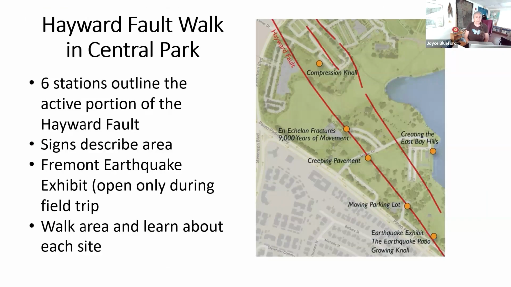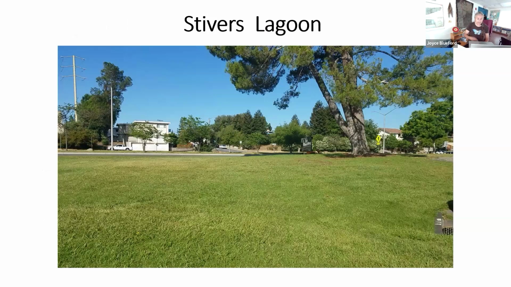Okay, now let's go over to Central Park. Hopefully some of you have seen, we have signs there, and we have an earthquake exhibit, which is right now closed because the city closed it. But we have some signs there and spots that show what the Hayward Fault does in an urban setting with cement and asphalt.